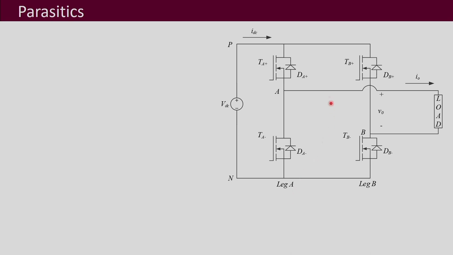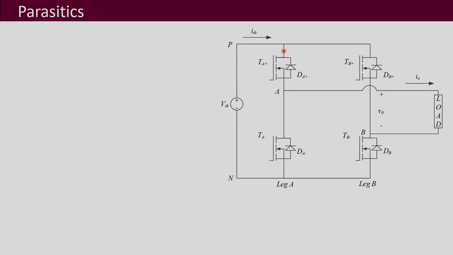For that, I have taken the example of an H-bridge converter. This is the converter that we had analyzed, and whatever we had analyzed was an ideal circuit. The switches were ideal, and all the conductors and wires connecting the different elements were also ideal. But when you are going to realize it practically, you will either be using a PCB or a busbar structure to connect all these different devices and your loads and the source.